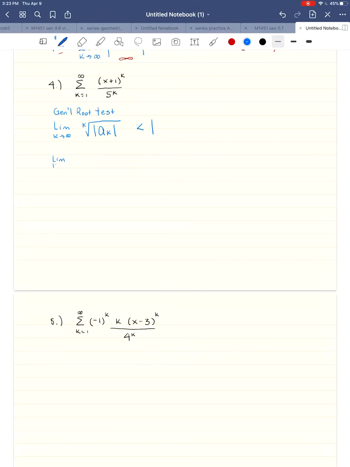So in this example, we will have the limit as k goes to infinity, the kth root of the absolute value of (x plus 1) to the k all over 5 to the k. So we lose the k's. 5 is positive, so I don't need the absolute value bars on it yet. And then let's keep the absolute value bars on the x plus 1. Right, the kth root of those takes the k's away. None of those have anything to do with k, so the limit of that is just the absolute value of x plus 1 over 5.